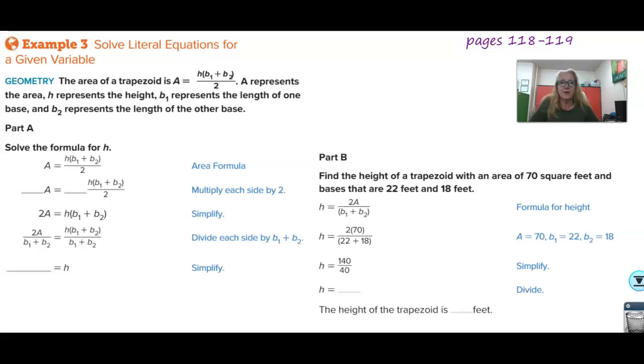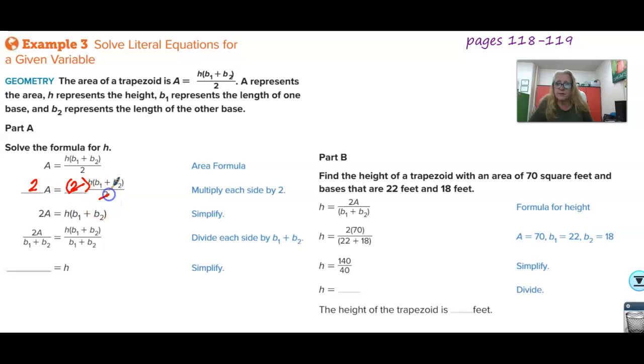This is example 3. Solve literal equations for a given variable. So they've got this area of a trapezoid formula. A represents the area, H represents the height, B1 represents the length of one base, and B2 represents the length of the other base. Solve the formula for H. They want you to get H by itself. So the first thing you have to do is multiply both sides by 2 to get rid of this hideous looking fraction. So that's what they want you to write in here, that you multiplied both sides by 2.